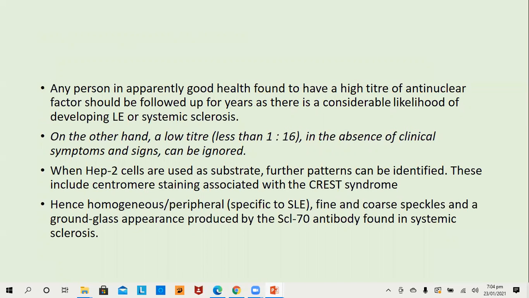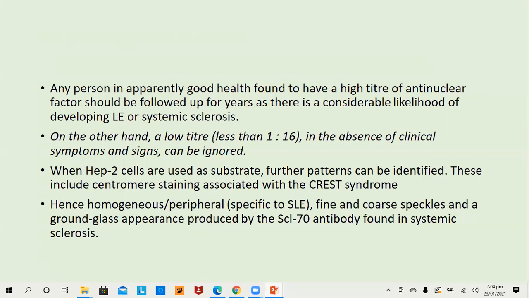Any person in apparently good health found to have a high titer of anti-nuclear factor should be followed up for years, as there is a considerable likelihood of developing LE or systemic sclerosis. So even if a patient is healthy and found to have anti-nuclear antibody positivity, that patient should be followed up even if there are no other symptoms. On the other hand, a low titer, that is less than 160, in the absence of clinical symptoms and signs, can be ignored. When HEp-2 cells are used as substrate, further patterns can be identified.